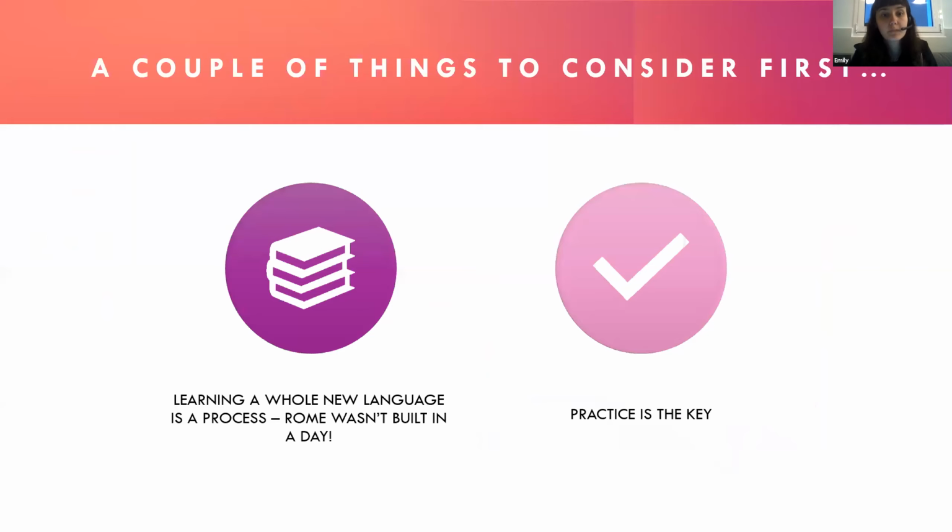Okay, so just a couple of things to consider first. Learning a whole language is a process. Rome wasn't built in a day, and Italian wasn't learned in a day either. So you need to be consistent, make sure that you're practicing weekly, every couple of days, and just make sure that you're not stopping the practice. And then practice is key as well. So doing grammar exercises, doing vocab lists, trying to practice your writing, that's also key.